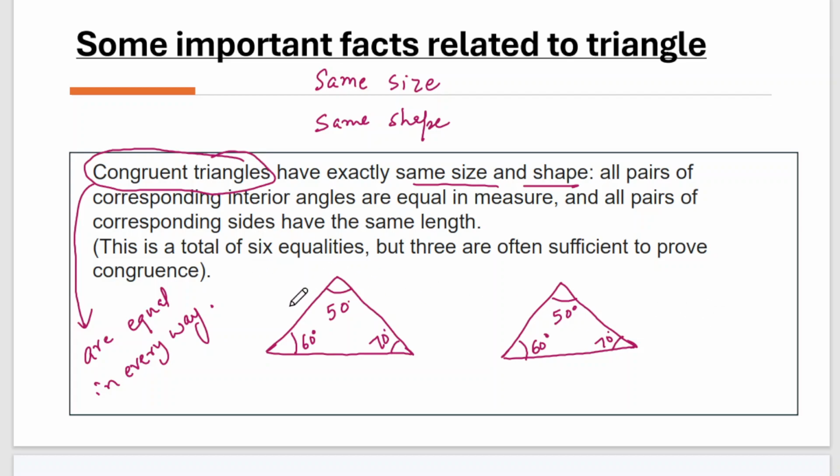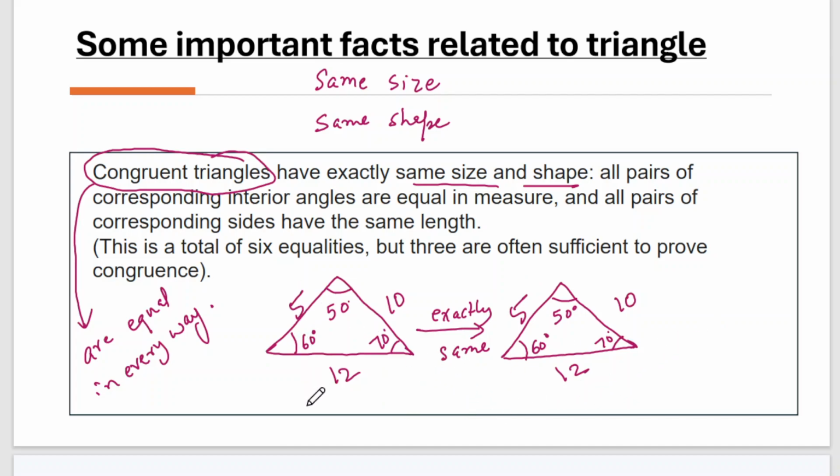Now, if this is 5 unit, this should also be 5 unit. If it is 10 unit, this should also be 10 unit. If it is 12 unit, this should also be 12 unit. They should be exactly the same. Then we can say two triangles are congruent.